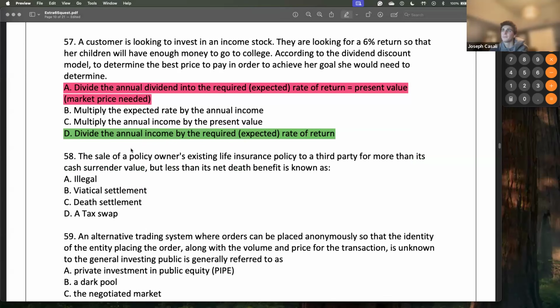Okay, the sale of a policy owner's existing life insurance to a third party for more than its cash surrender value, but less than its net death benefit is... This used to show up on the test quite a bit. I haven't had anybody in a long time tell me they've seen it. Yeah, I haven't seen this ever. It's called a viatical settlement. Yeah, I'd never seen that. Yeah, well, there you go.